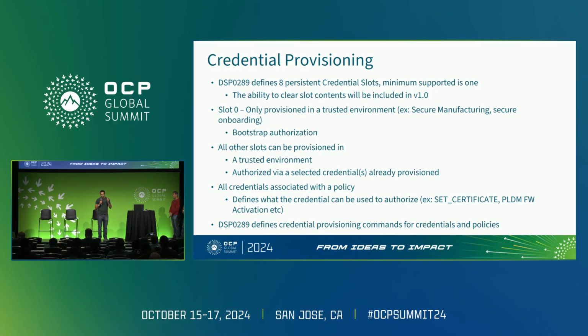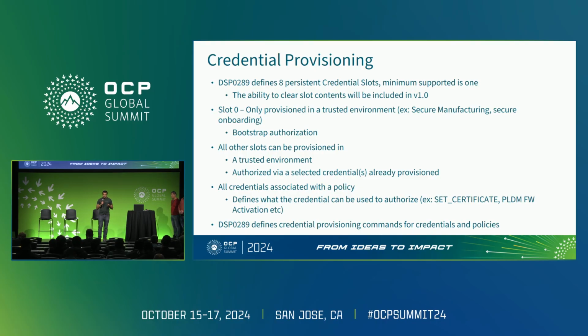And for the other 7 slots, you could either again do it in a trusted environment or use what you provision into slot 0 or slot 1 to further authorize provisioning. Then, as I mentioned before, all credentials are associated with a policy, and it defines what a credential can be used for, and we've got standard messages for it. So an example of what a credential can do: let's say we use the user-specific authorization process, you can sign a set certificate command to authorize that particular message. Otherwise, the endpoint would reject it.